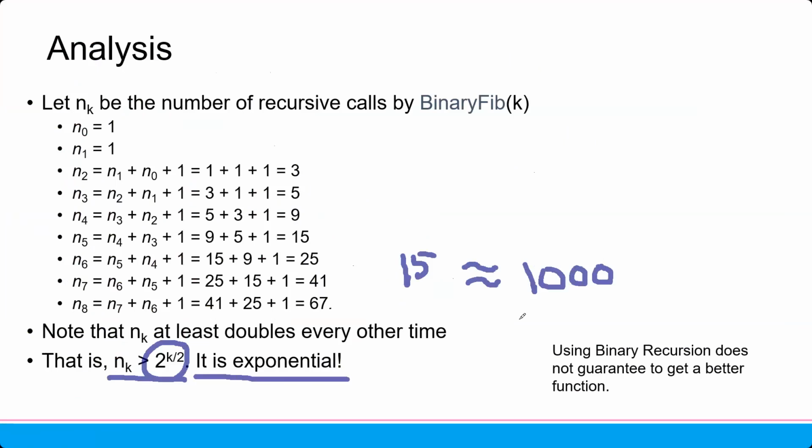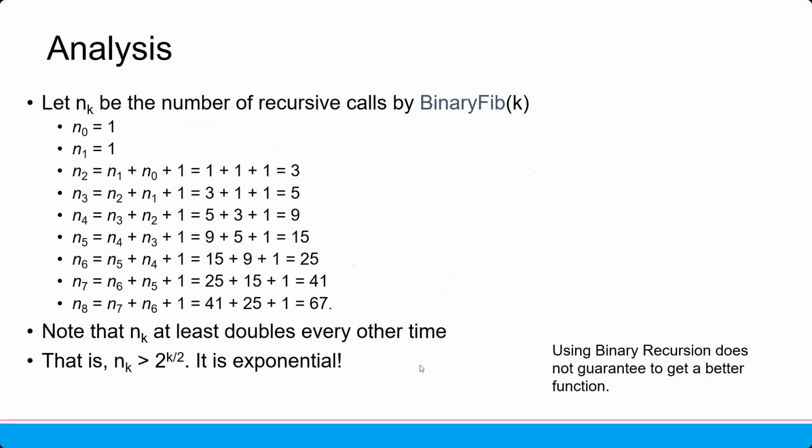What does it mean? It means that using binary recursion does not guarantee a better function. For this Fibonacci, it is too costly. It is very high cost for computation.